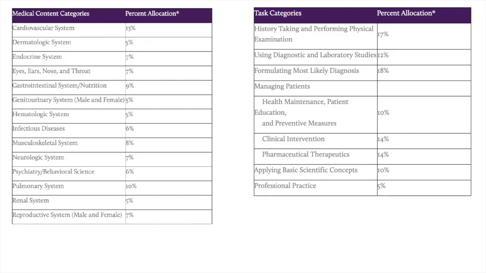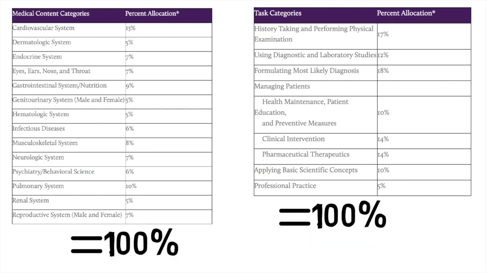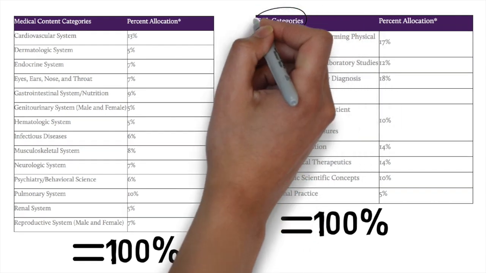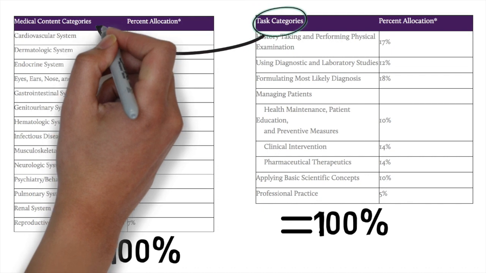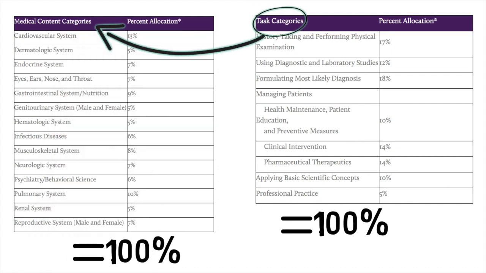I'm not sure why the NCCPA have not updated it on their website, but just be careful when you're looking at it. Now going back, you can see both the medical content categories and the task categories add up to 100% each. That might be confusing to some of you guys. The way this works is that the test maker uses the task categories to test your knowledge about the pathologies listed in the medical content. Basically, task categories are used in conjunction with medical content. This applies to all the task categories except professional practice.